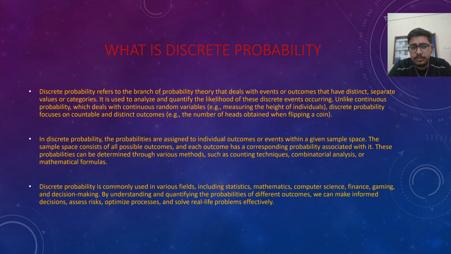And also these problems are solved through many methods. The discrete probability is commonly used in fields like computer science, mathematics, decision making, and so on. It is also used to solve many real life problems, optimize processes, and assess risk. So now I'll give the mic to Suhas for the further updates of this project.